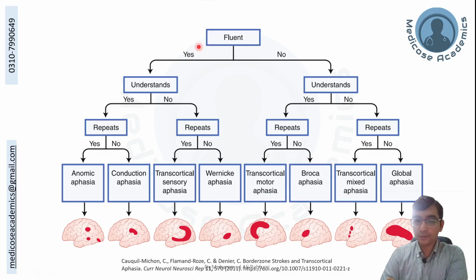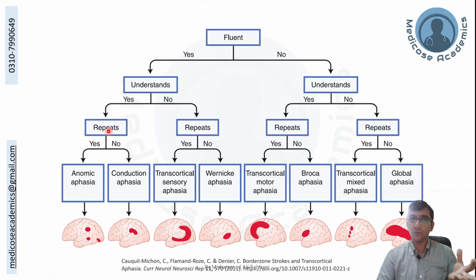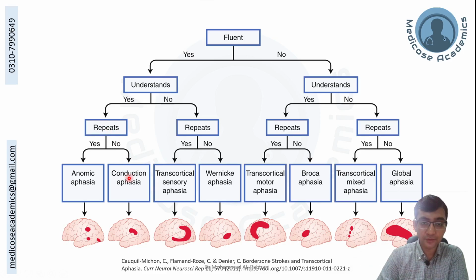So if a person is fluent, Broca's is okay. If the person is understanding, Wernicke's is okay. If Wernicke's and Broca's are okay, then there may be disruption in the arcuate fasciculus, the part that is connecting the two, and there will be conduction aphasia. If he cannot repeat, then this is the arcuate fasciculus. If he can repeat, it is anomic aphasia, which is due to some other areas.